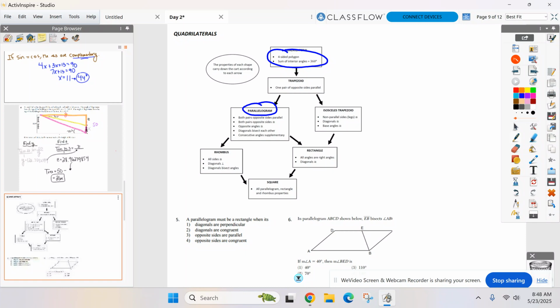We just didn't write in the properties over and over and over again. Everyone all right on how this flow chart works? If you take one, it's in everything below it. Okay, good? All right, here we go.